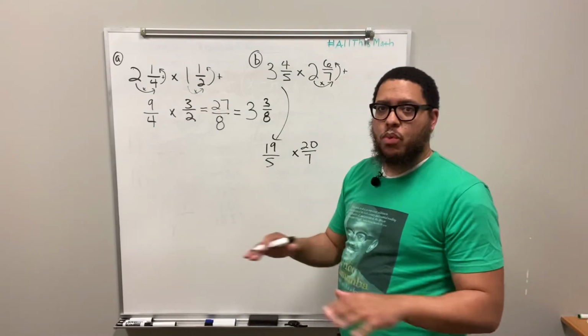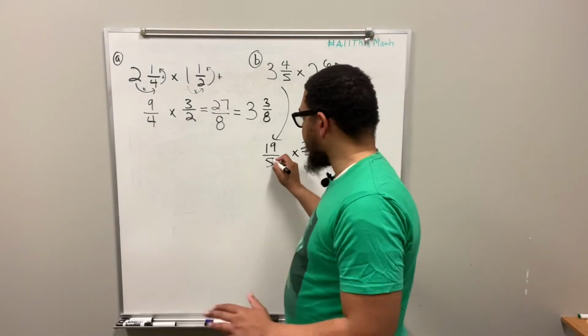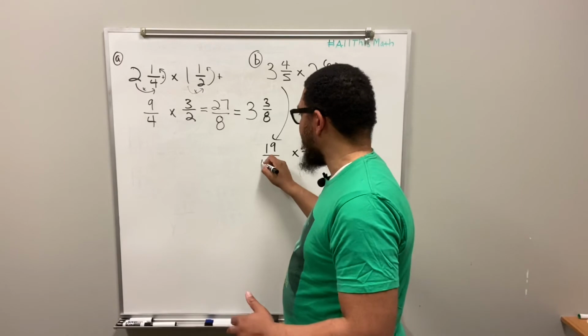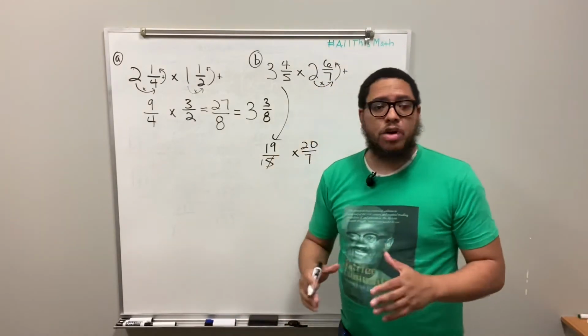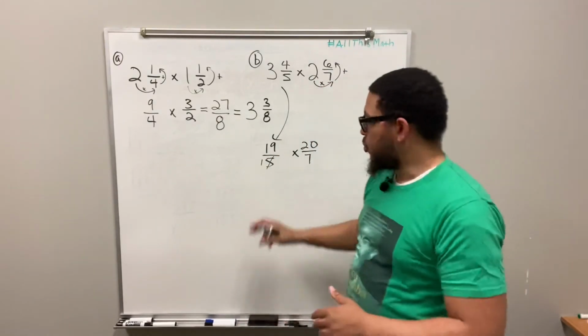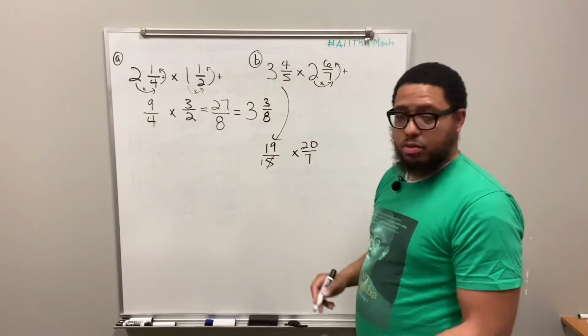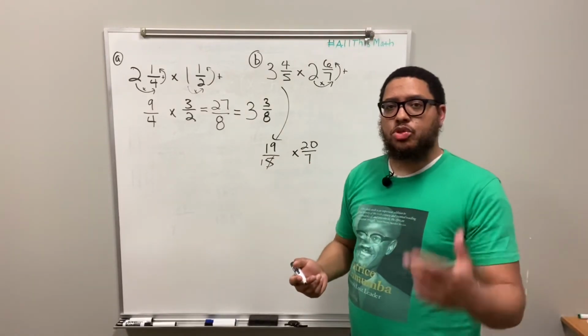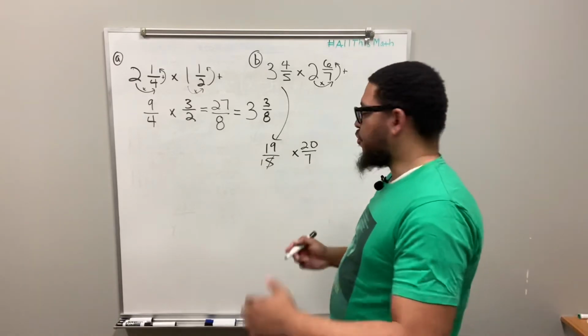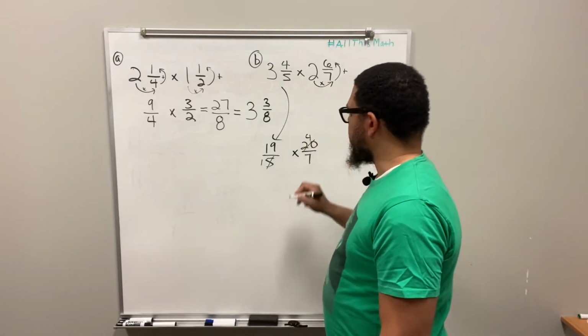It doesn't matter what the numbers are, no matter how big, how small, they could be positives, negatives. Anything divided by itself equals 1. So 5 divided by 5 is 1. And 20 divided by 5. What does 20 divided by 5 equal? 20 divided by 5 is equal to 4. So that's why this changes into a 4.